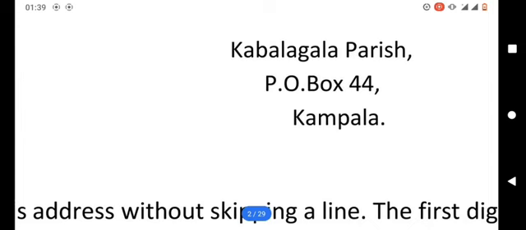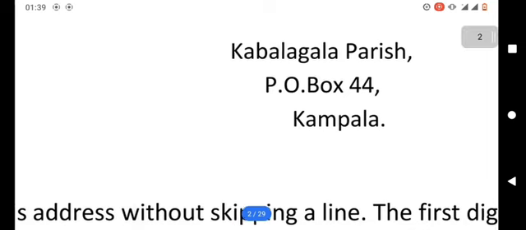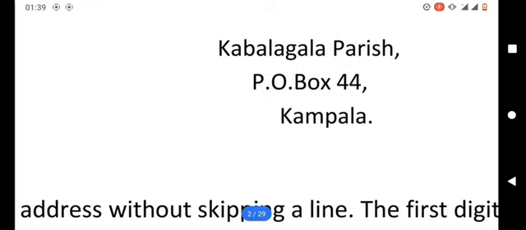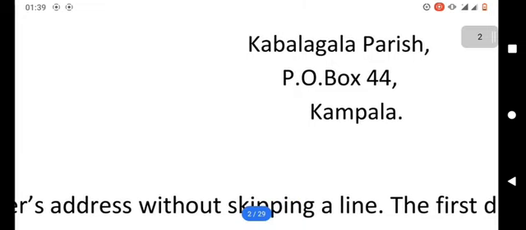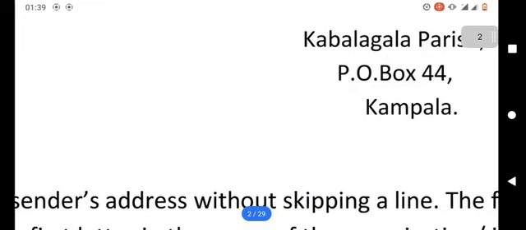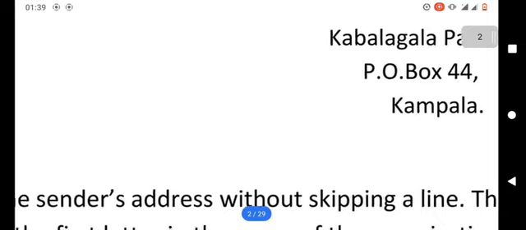Then you write the address, for instance Kabalagala Parish, and you punctuate with a comma, you put the box number with a comma, then you put the place or town, like for instance Kampala here, and you put a full stop. A full stop only comes in after mentioning the place or town. The initials of all the words are capital letters, and then we write in a slanting format.